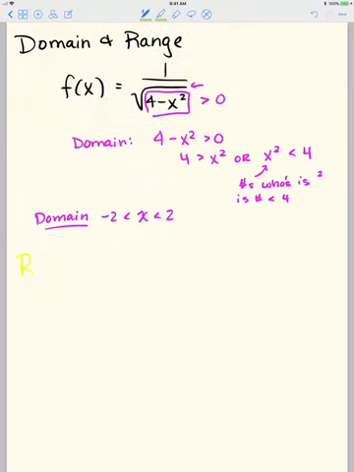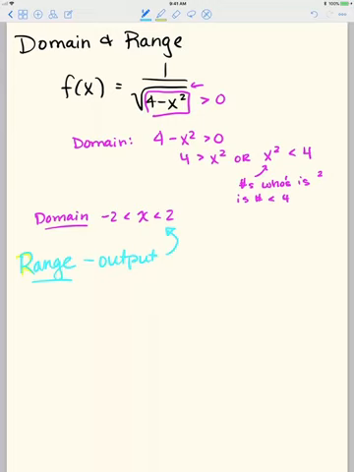Range is a little bit harder to explain. It is not exactly everything greater than 0. You have to look at what potential output values you could get from a domain restriction from negative 2 to 2. You know, the largest number that you can square is going to be really close to 2, and that'll be really close to 4 when you square it, and 4 minus a number really close to 4 is where you're going to be able to get extremely large numbers for your range.